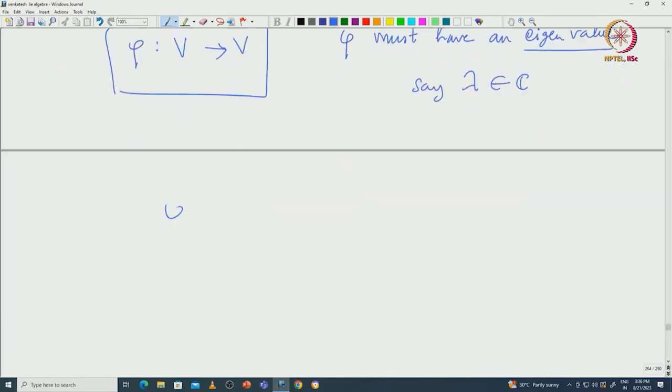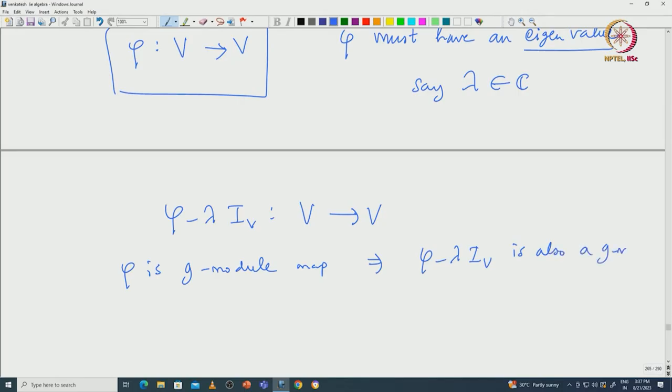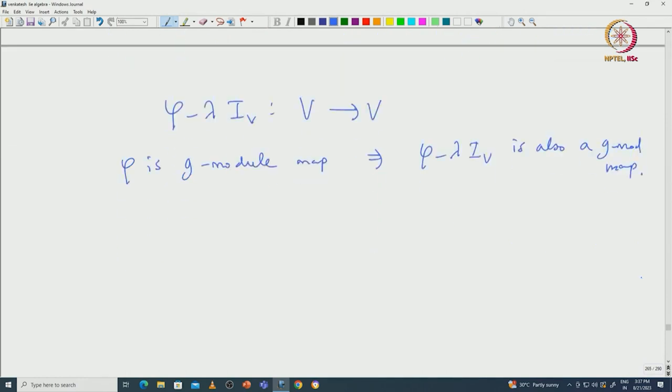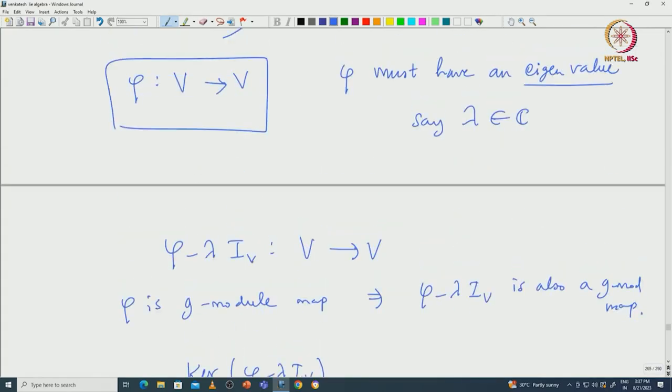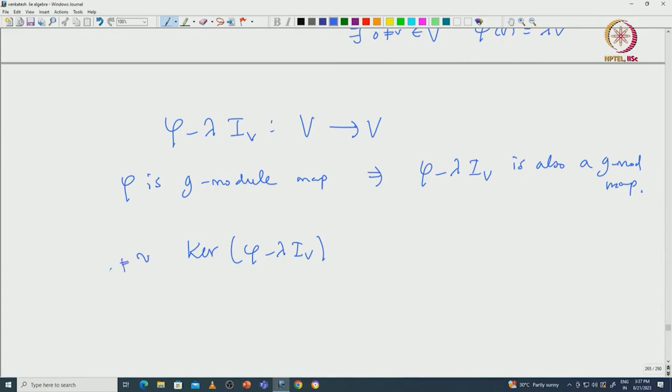So then you can look at this phi minus lambda identity, which is a map from V to V. So phi is a G module map implies phi minus lambda identity V is also a G module map. That is not hard to verify. But if you look at the kernel of this phi minus lambda identity V, that must be non-zero because lambda being an eigenvalue, there exists an eigenvector associated with that. So there exists v in V such that phi of v equals lambda v. So that means this non-zero vector v is inside the kernel of phi minus lambda identity V.